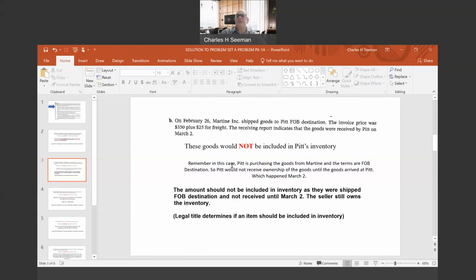Remember, in this case, Pitt is purchasing the goods from Maritime, and the terms are FOB destination. So Pitt would not receive ownership of the goods until the goods arrive at Pitt, which happened on March 2nd. The amount should not be included in inventory as they were shipped FOB destination and not received until March 2nd. The seller still owns the goods. That means Maritime still owns the goods.